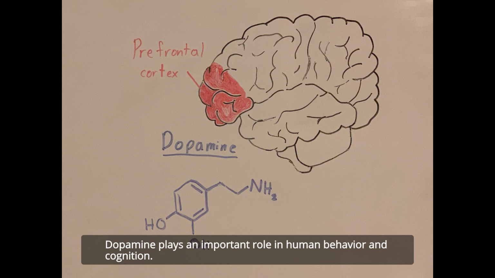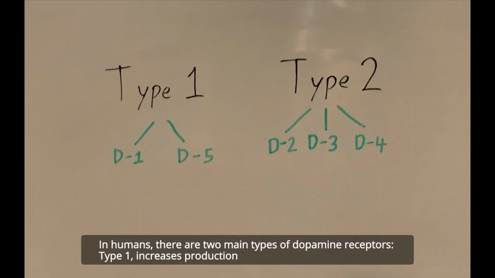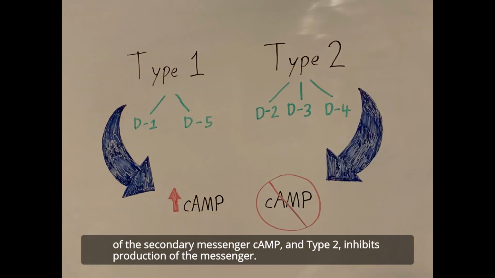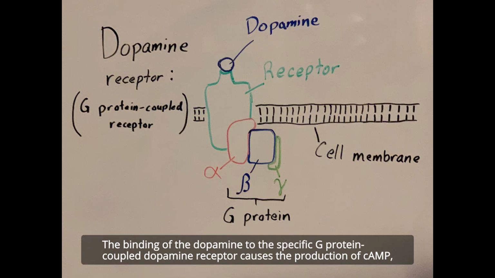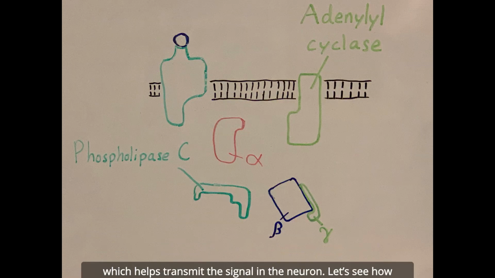Dopamine plays an important role in human behavior and cognition. In humans, there are two main types of dopamine receptors. Type 1 increases production of the secondary messenger cAMP, and type 2 inhibits production of the messenger. The binding of the dopamine to the specific G protein called the dopamine receptor causes production of cAMP, which helps transmit the signal in the neuron.